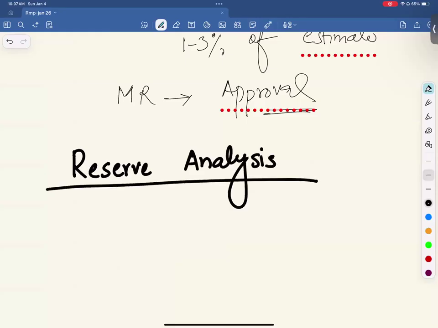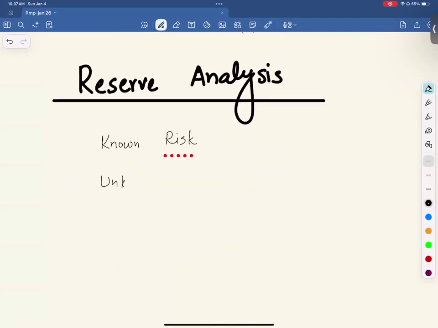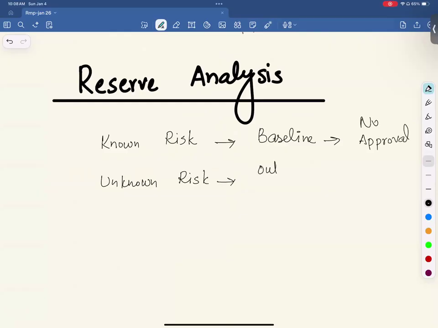Contingency reserves are for known risks, and management reserves are for unknown risk. Remember, contingency reserves are part of your baseline. If they are part of your baseline, no approval is required because the baseline is already approved. Management reserve is outside of baseline. If it is outside of baseline, you need an approval.